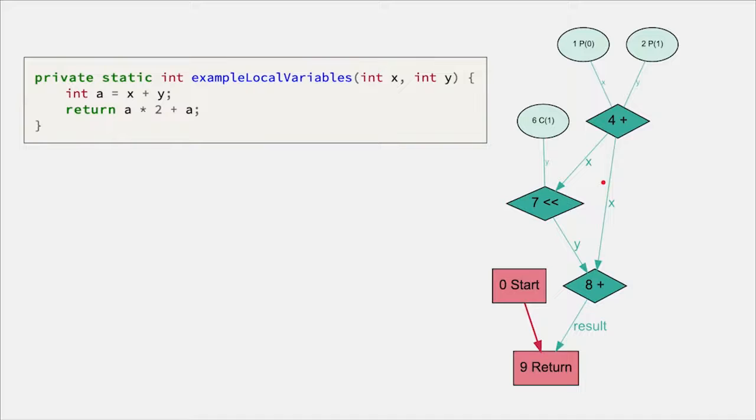And also notice the multiplied by 2 has been converted by the compiler into a left shift by 1, which is a common compiler optimization you may be aware of if you've done an undergraduate level compiler course.